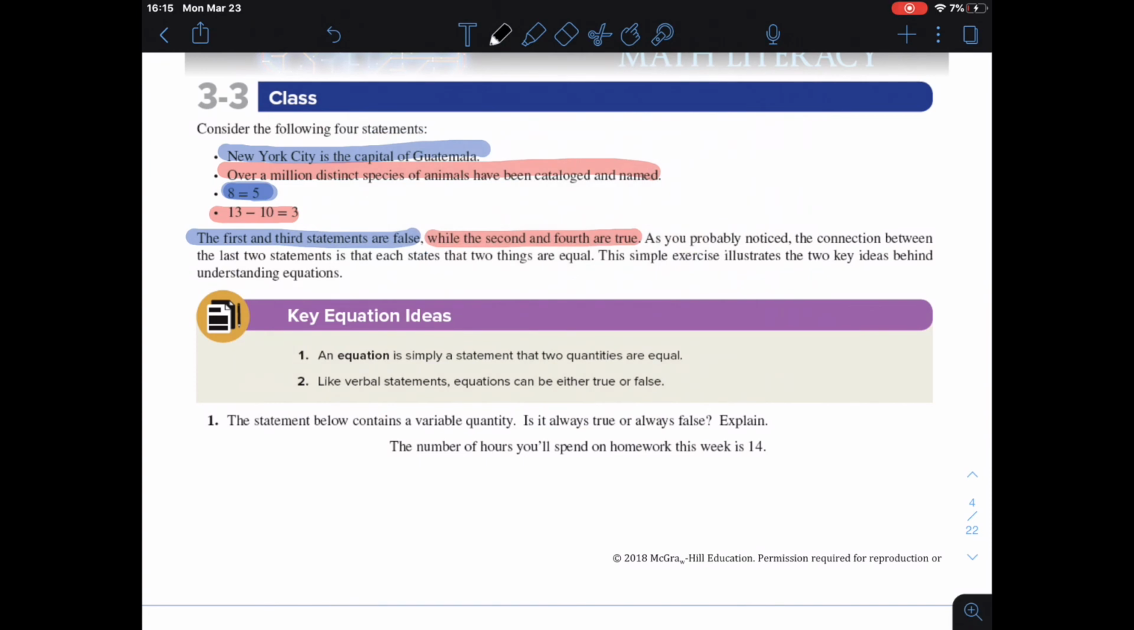If we look at an example, the statement below contains a variable quantity. Is it always true or is it always false? The number of hours you spent on homework this week is 14. This is not always going to be true, but it's not always going to be false either. So this one is actually just neither. It could be true, but it could be false. Some weeks you might spend more, some weeks you might spend less.